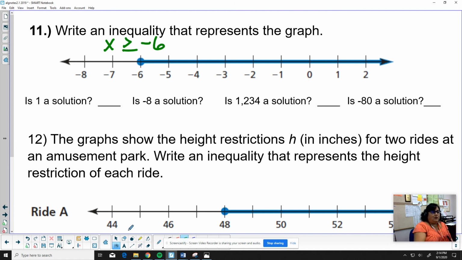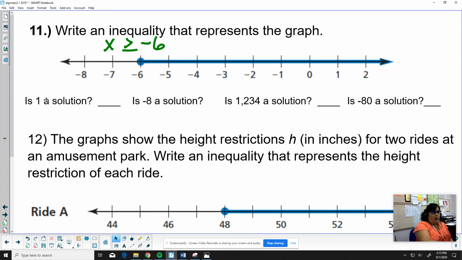Okay, another way I know that is because if you look at greater than, you can compare. See how the arrow that's colored in is the same as the greater than symbol? You can see that that's the same thing. So that's the inequality. And then let's talk about whether something's a solution or not.